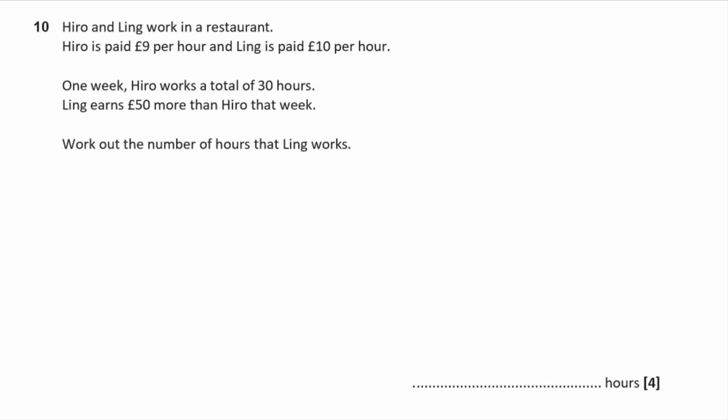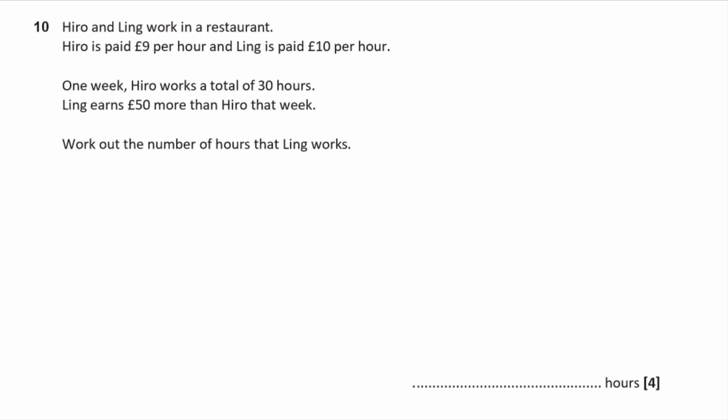Okay. Question 10. Hero and Ling work at a restaurant. Hero is paid £9 an hour and Ling is paid £10 per hour. 1 week, Hero works a total of 30 hours. Ling earns £50 more than Hero that week. Work out the number of hours that Ling works.